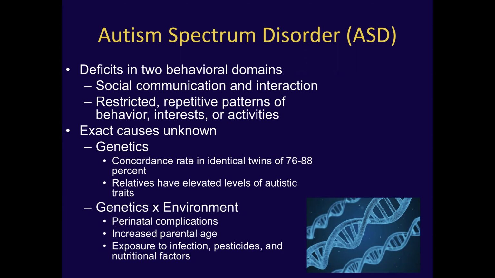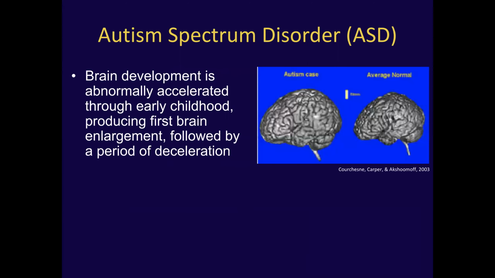So what do we see in the brain of many, I say many because this is not across the board, individuals with autism spectrum disorder? What have the studies shown on average what we see? So there's some evidence to show that brain development is abnormally accelerated through early childhood, producing first brain enlargement, you could see by the image on the right, and then that's followed by a period of deceleration. So the clinical onset appears to be preceded by these 2 phases of brain growth abnormality.